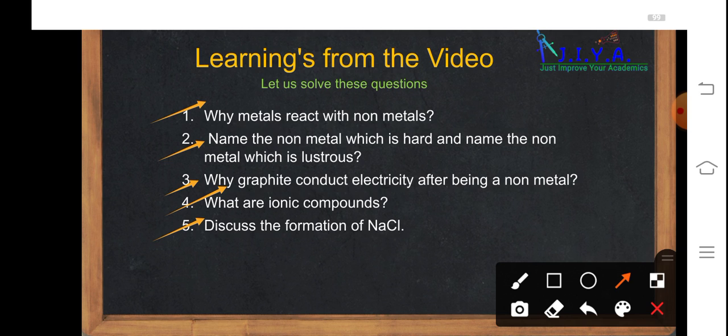Now discuss the formation of NaCl. NaCl is a salt which is formed by the ions of sodium and chlorine. Sodium, being a metal, releases its electron and forms a sodium ion. Chlorine, being a non-metal, gains the electron and forms a chloride ion. Thus, the ions so formed by gaining and losing of electrons are attracted and attached by strong forces of attraction, and this is known as an ionic bond. The compound formed by this bond is known as an ionic compound. So NaCl is an ionic compound which is formed by sodium metal and chlorine non-metal.